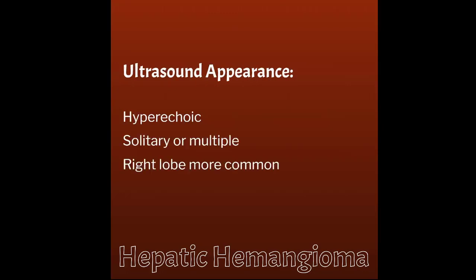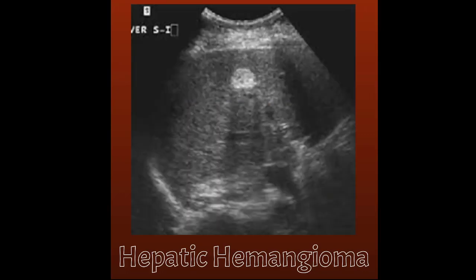On ultrasound, then, it's very important to understand what the hepatic hemangioma appears like on ultrasound. It's a great board question. So they are hyperechoic, they can be solitary or multiple, and they're usually found in the right lobe of the liver. And here is an example of a hepatic hemangioma. They really stick out. And so it's kind of fun when you see them. You're like, oh, I know exactly what that is. Take your measurements of it, put color on it, good to go.